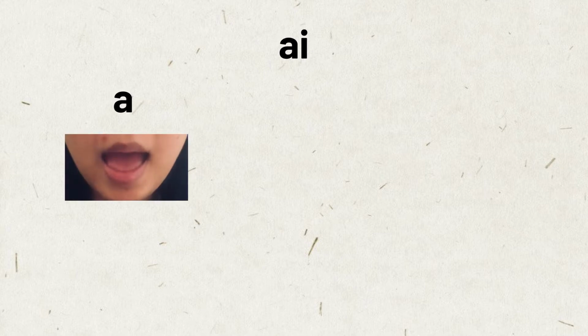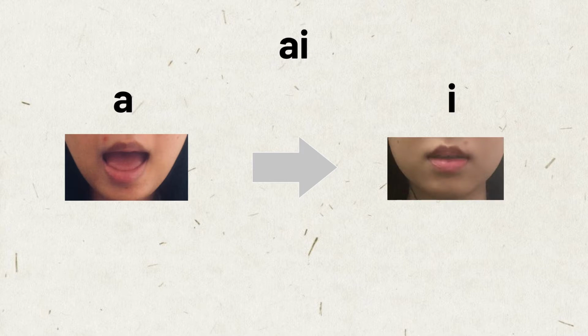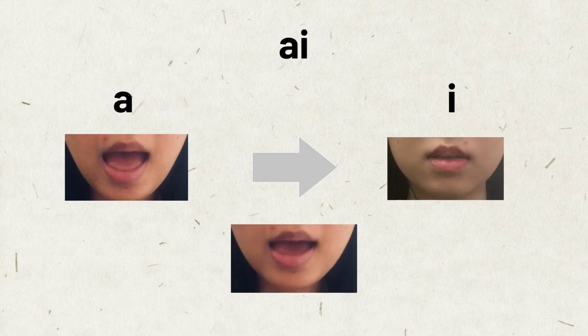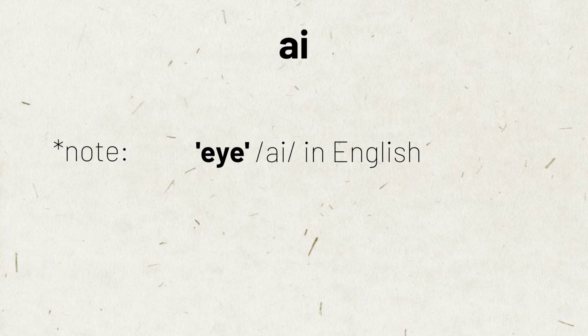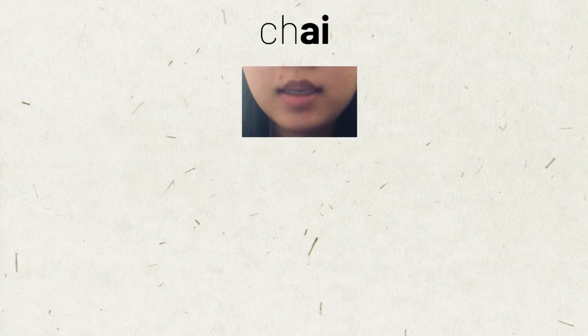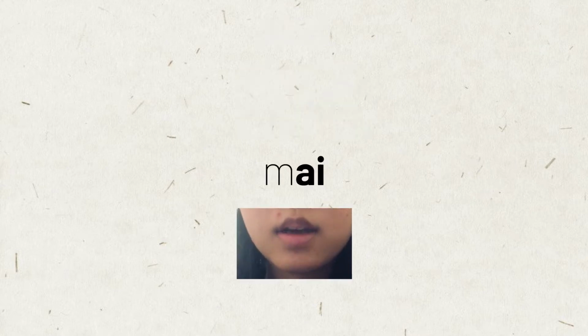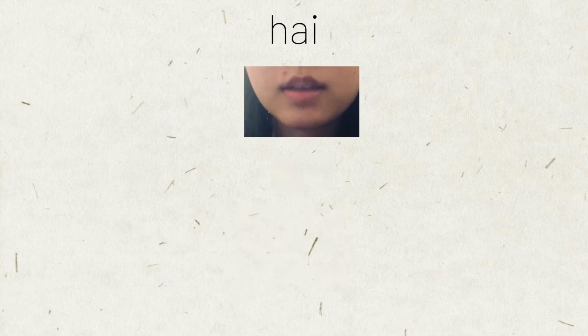Let's go through each of them. To make ai, you say the vowel A and then move your mouth to the position of the vowel E. Ai. This diphthong is like I in English. Here are some examples. Tai, mai, hai.